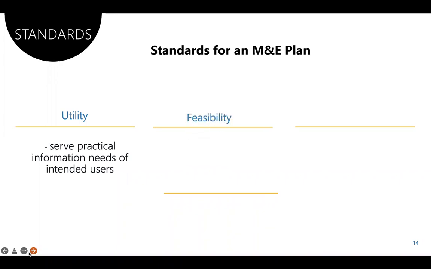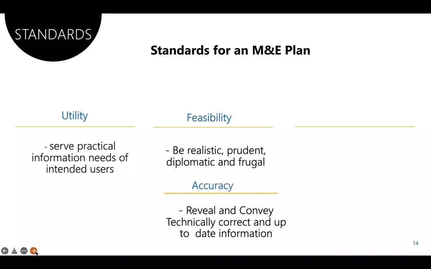Utility. In other words, the information gathered must be useful to the intended user. If you get information that is too complex and cannot be used, then it's not useful. So these are the standards of an M&E plan. Feasibility, in other words, is realistic, prudent, frugal. Frugal means you can use limited resources to achieve it. Diplomatic, it cares about the feelings and interests of all stakeholders.